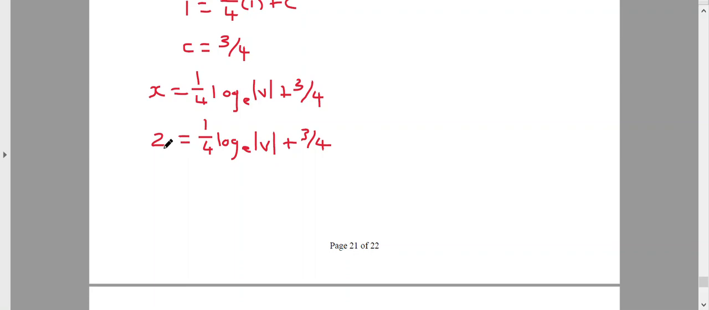So 2 is the same as 8 over 4. 8 over 4 minus 3 over 4 is 5 over 4. And then 5 over 4 multiplied by 4 will give me 5 equals log e of the absolute value of v. To get rid of the logarithm of base e, I do e to the power of both sides. So e to the power of 5 equals the absolute value of v.